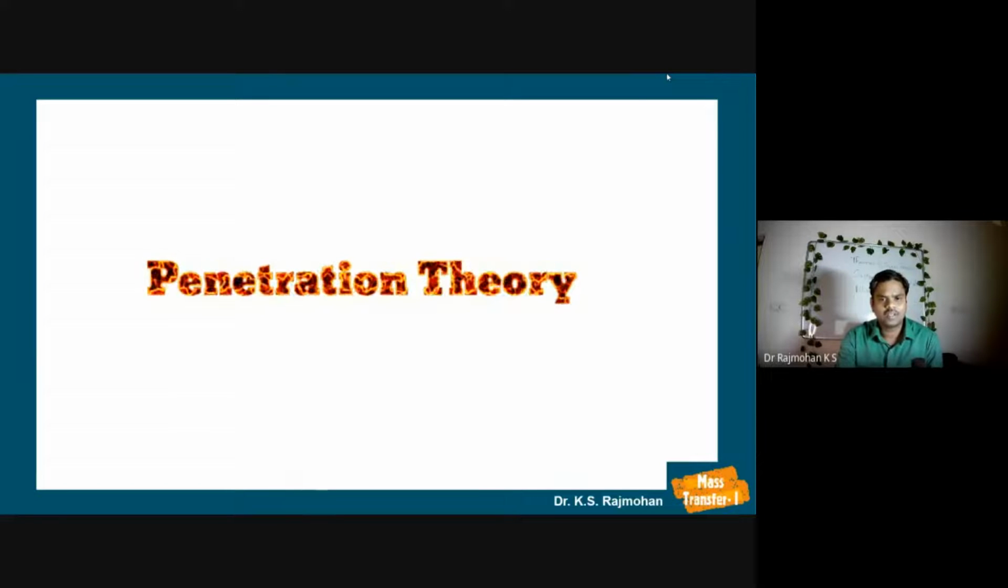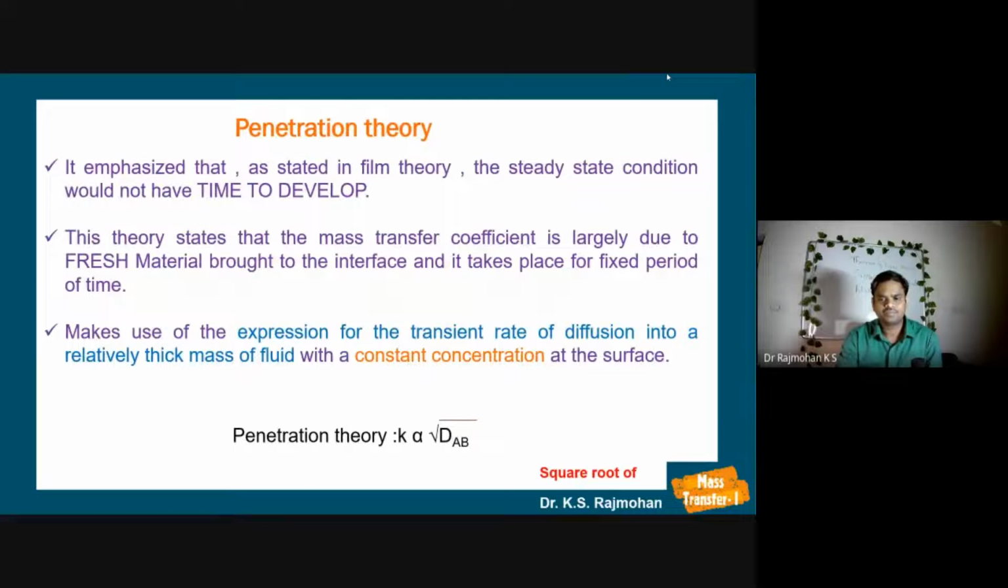Okay, so if you look at this penetration theory, it has some of the advantages. Let us see to it. So in penetration theory, it is emphasized that, as stated in the film theory, the steady state condition will not have time to develop. We may not have time for steady state in that case. Okay, and this theory states that we have the surface and we have bulk of the liquid, right? So at the interface, this theory states some of the eddies are there. Due to eddies, they try to come at the surface, they stay here at certain time and they go back here into the bulk.